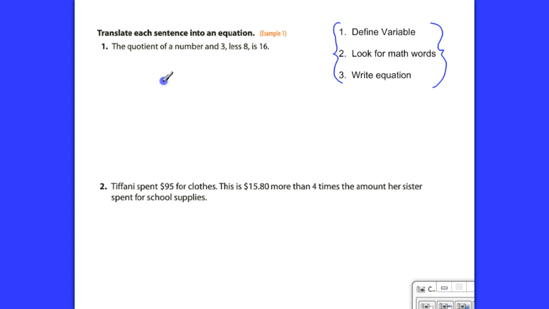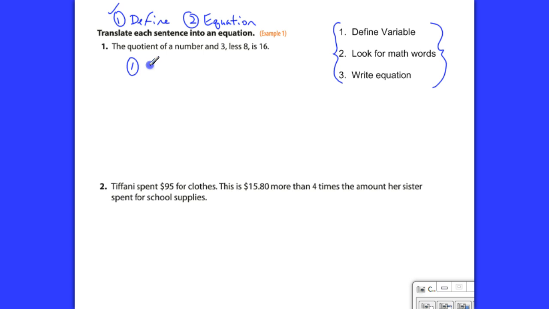All right, so let's look at number 1. The first thing I'm going to do is define, and the second thing I'm going to do is write the equation. That's what I want from us this week: can we define what the variable is and then write an equation. So let's look at number 1. It says, the quotient of a number and 3 less 8 is 16. So there are several math things going on here. The first thing I want to do is define the variable.